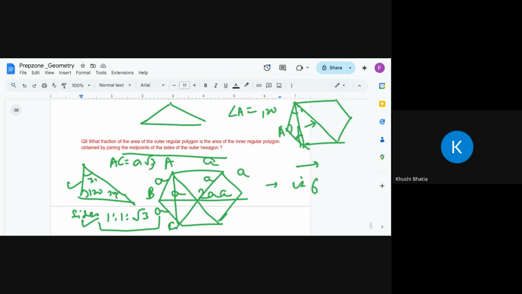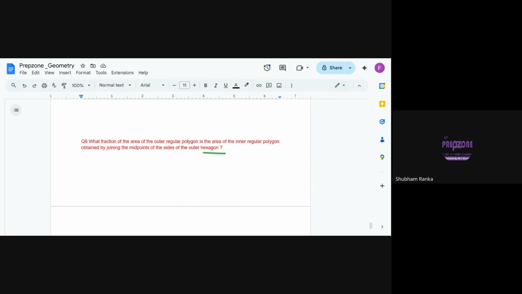Now, if I draw a figure like this, I'm drawing a figure. What fraction of the area of outer regular parallelogram? Just join the midpoints of, instead of hexagon, make it octagon. Okay. And join the midpoints of all the sides and answer the question then.